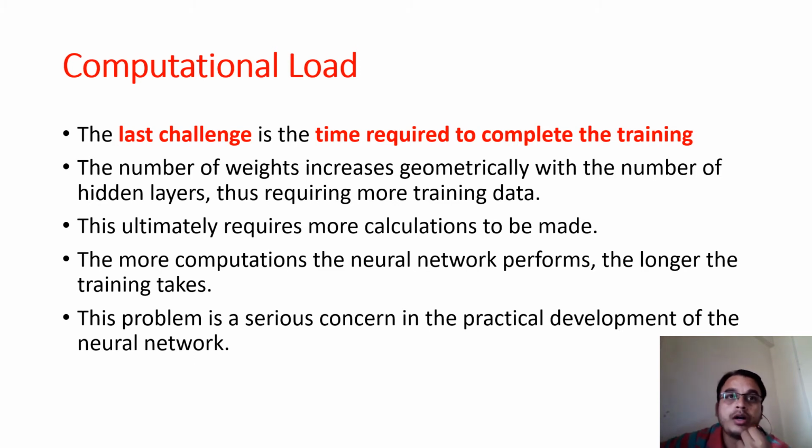So we have the data. Now we want to train on the data in such a way that it is going to classify the two objects. So how do we train that data? To train the data, we first want to deploy it on some hardware or computing machine, and that needs some computational load. The number of weights increases geometrically with the number of hidden layers, which increases the training data and ultimately requires more calculations. The more computations in a neural network, the longer the training takes. This problem is very serious in practical development of convolutional neural networks.